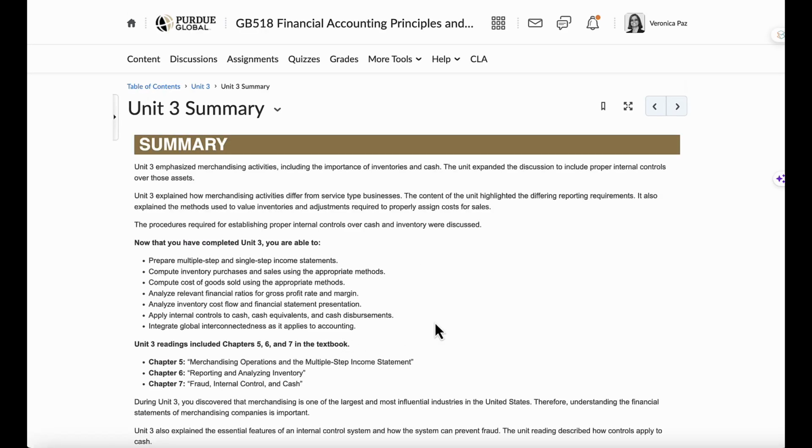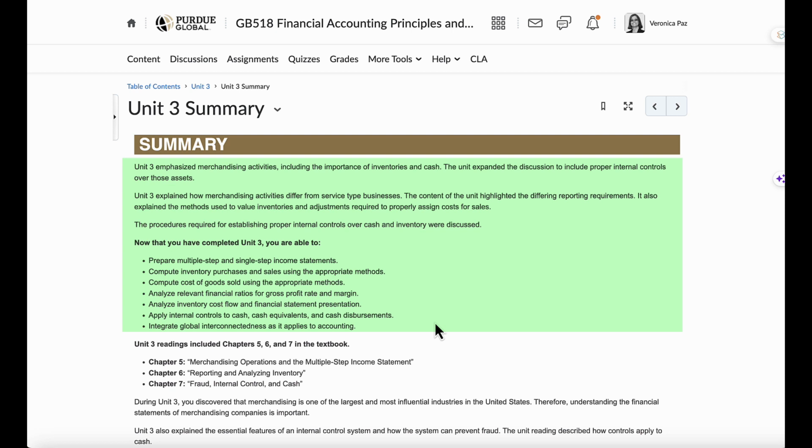And so hopefully by the time you reach this level, you would have really been familiar with merchandising activities, including the importance of not only inventory, but cash, and also had to discuss the proper internal controls over cash and inventory. Hopefully you learned about the different types of businesses and how merchandising and service type businesses differ. Also, you hopefully understand now further the differing reporting requirements and the differing methods used to value inventories and those adjustments that are required so that we can properly assign costs to sales.